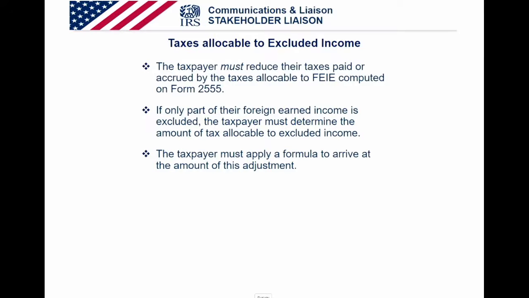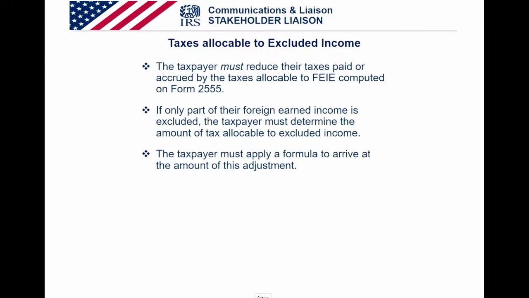And another corollary aspect to the adjustment we just discussed is that taxpayers not only have to reduce foreign earned income by any foreign earned income exclusion taken, but also reduce the foreign earned income taxes allocable to that excluded income from Form 2555. A taxpayer whose foreign earned income is completely excluded cannot take a credit for any of the foreign income taxes allocable to that income. On the other hand, if only a part of the foreign earned income is excluded, then the part that's not excluded under Section 911 can also be used to compute the foreign tax credit.